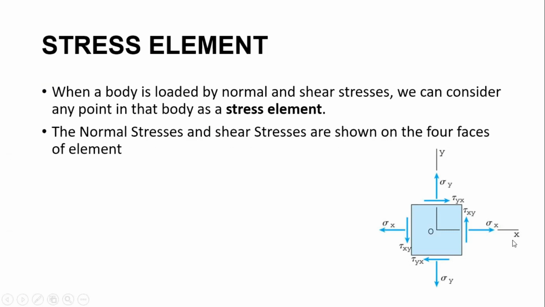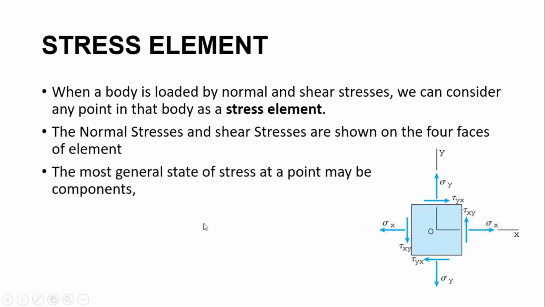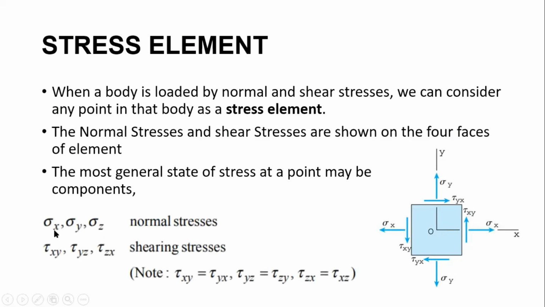Denote tau xy and tau yx. And then, the most general state of stress at a point may be components. So, ito nga yun, no? So, sigma x, sigma y, sigma z are normal stresses. And tau xy, tau yz, and tau zx are shearing stresses. So, take note lang natin na ang tau xy is equals to tau yx, tau yz is equal to tau zy, and tau zx is equals to tau xz.